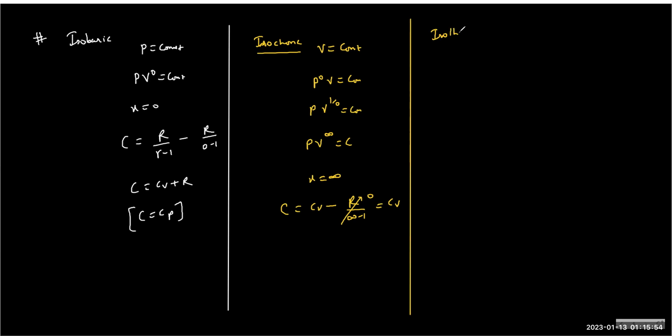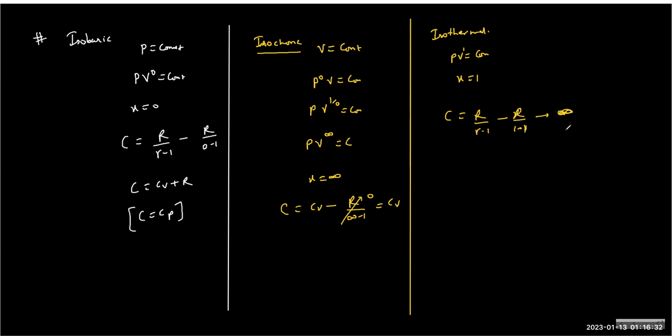Isothermal. Sorry, PV equals constant, so X is 1. C tends to infinity, isn't it? Yes, and that's logical.